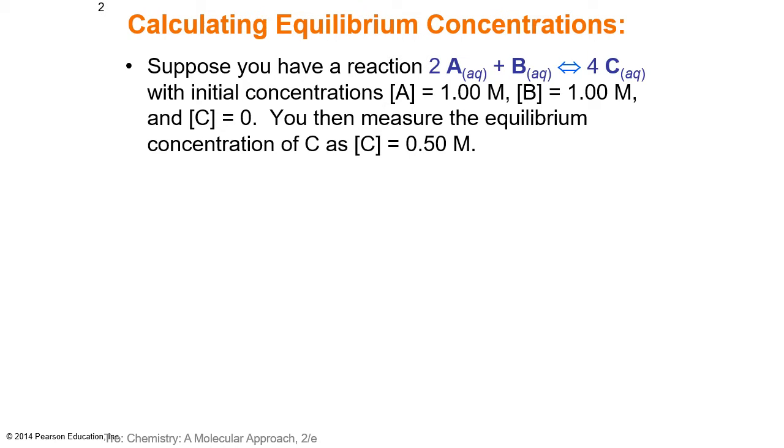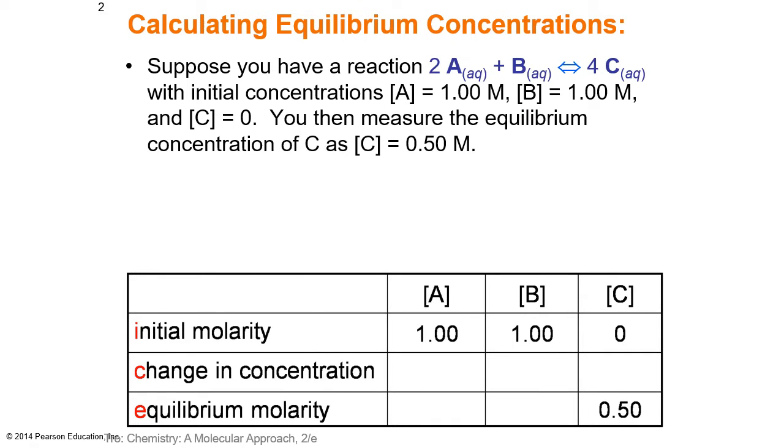So we're going to look at a reaction where we have 2A plus B giving us 4C. Frequently it's helpful to lay out a table with the information that you're given. So our initial molarities before the reaction starts are 1 molar for A, 1 molar for B, and because the reaction hasn't progressed at all, there is no C produced yet. If we measure the equilibrium concentration of C, we're told that it is 0.5 molar.